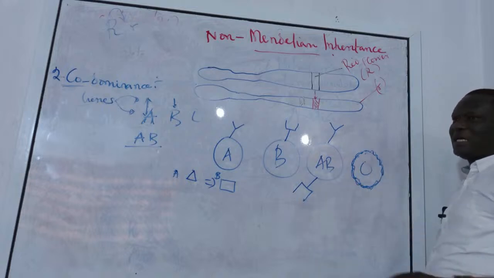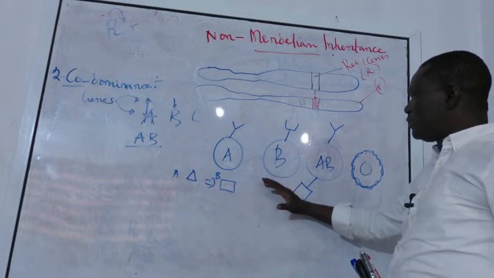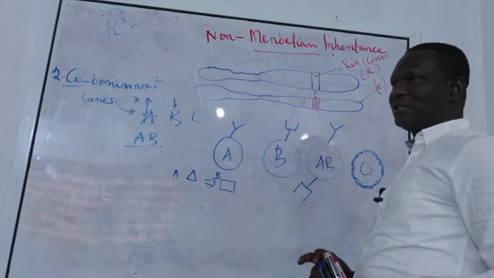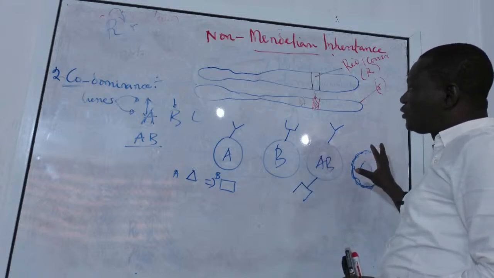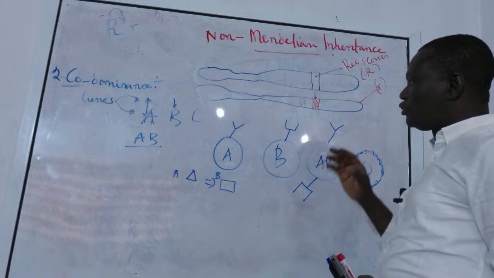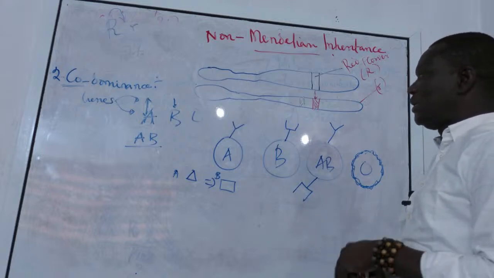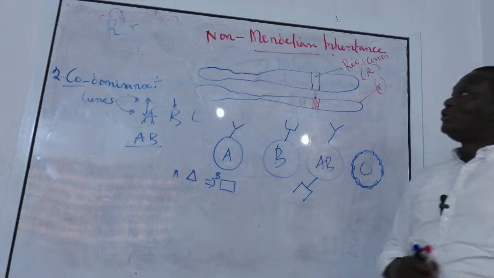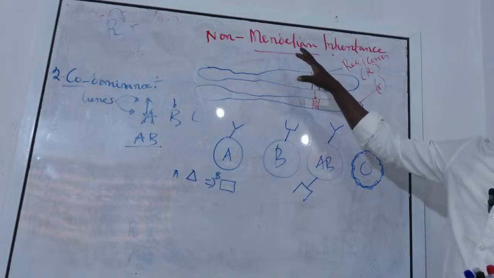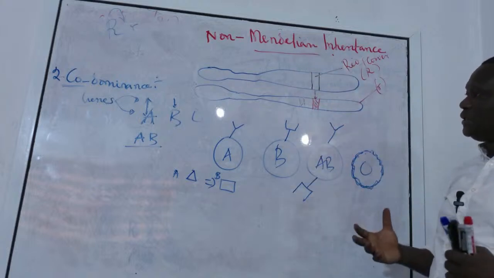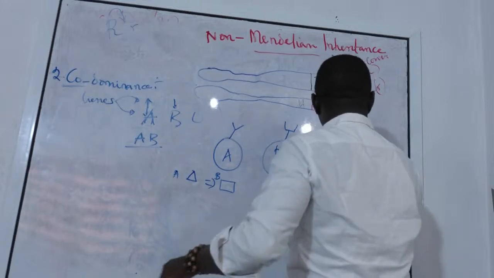So they now find out that there are some genetic factors that determine the presence or absence of either A antigen or B antigen. All these factors are what we must know, and they are applicable in medicine today, especially in blood transfusion. So that is the second condition that does not conform to the principle of Mendelian inheritance, which is the law of dominance. Okay. The third one is the law of multiple allele.